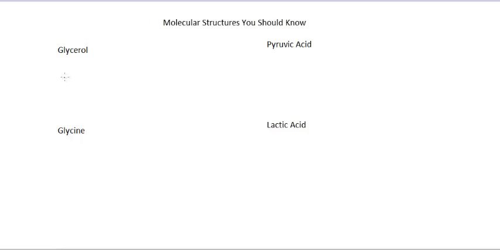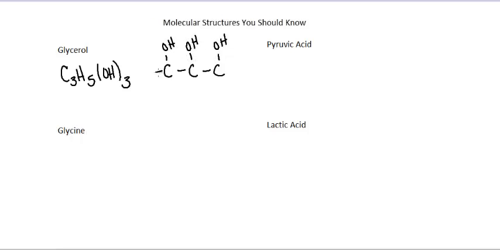Now for some additional structures I want you to be familiar with. One is glycerol, C3H5OH3. The base here is a simple carbon chain. Each carbon has an OH group coming off of it. And then all of carbon's remaining electron needs will be fulfilled by hydrogens. That is glycerol.